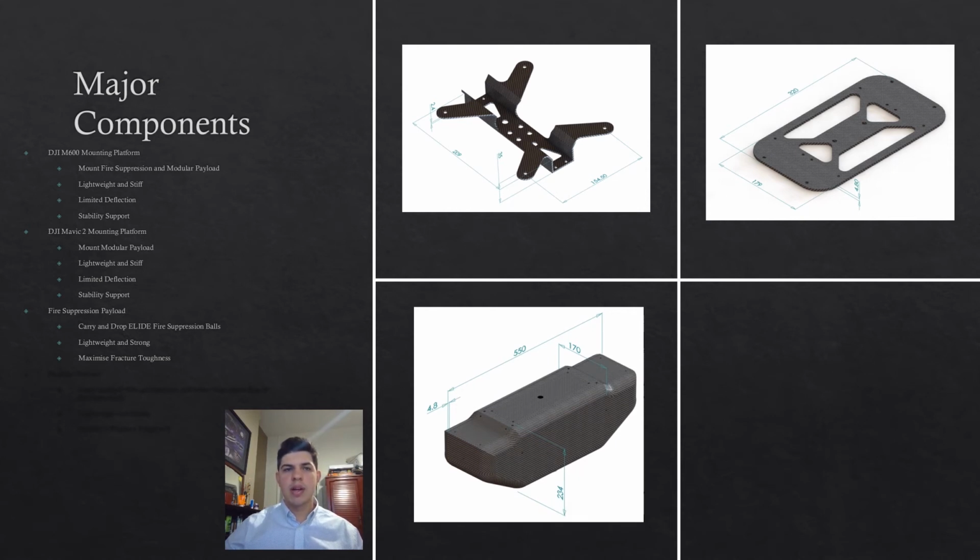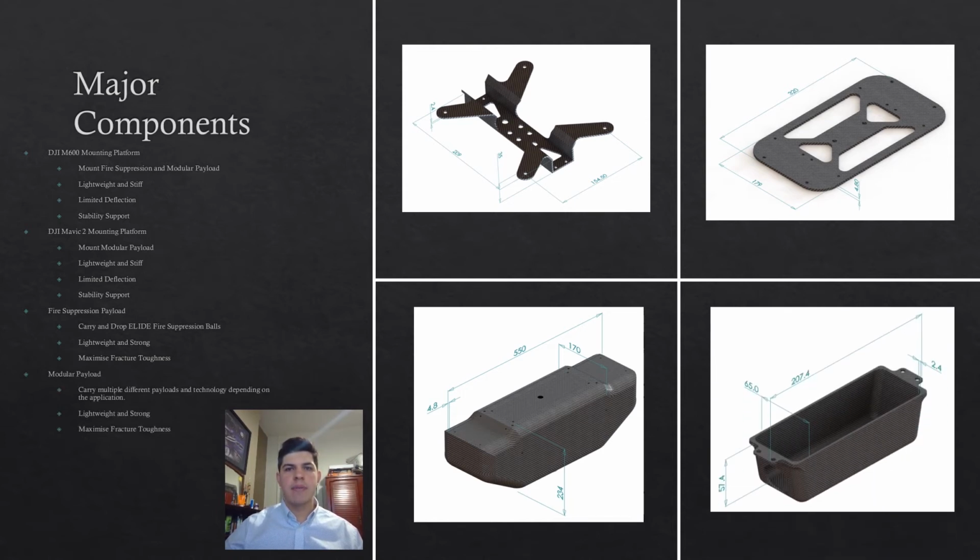The payload is required to be lightweight and strong, and fracture toughness should be maximised to meet the robustness and reliability constraints outlined in the project brief. The modular payload is also required to meet the aforementioned objectives and is based on a simple design that allows multiple mounting opportunities for a variety of cameras and technology to be implemented to aid bushfire prevention and mitigation.